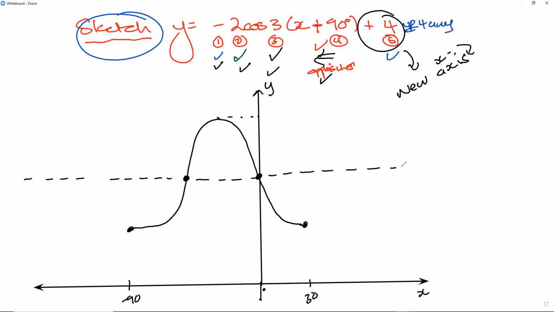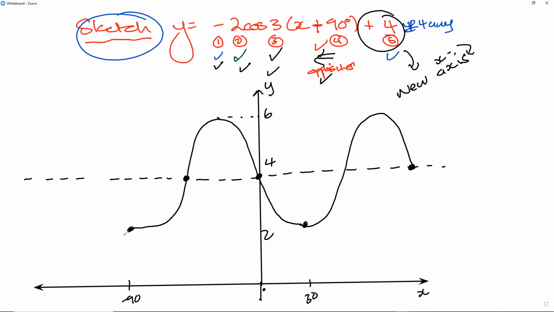That's my new x-axis, and that's going to be 4, which means it's plus 2 because the amplitude is still 2, and minus 2 means it still goes down for 2. So it's still going up by 2 and still going down by negative 2 on either side. Okay, so that's going to be sketched from negative 90 till 30. We could extend this depending on the domain.